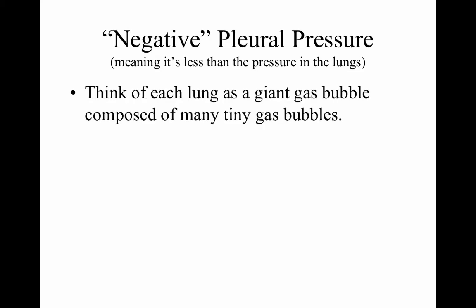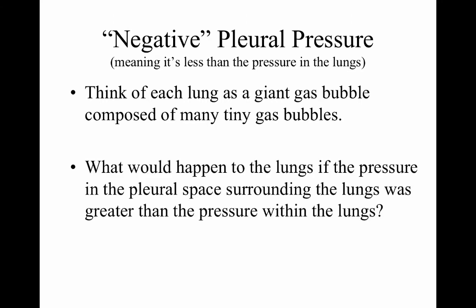If we think of each lung as a giant gas bubble composed of many tiny gas bubbles, then we ask ourselves what would happen to the lungs if the pressure in the pleural space surrounding the lungs was greater than the pressure within the lungs. So what we're saying is that the surroundings of the lungs, the coverings of the lungs being the pleura, if that pressure within the pleural space was greater than the pressure within the lungs, then we would have a collapse of the lungs. So we've always got to have our pleural pressure be lower than our pulmonary pressure.